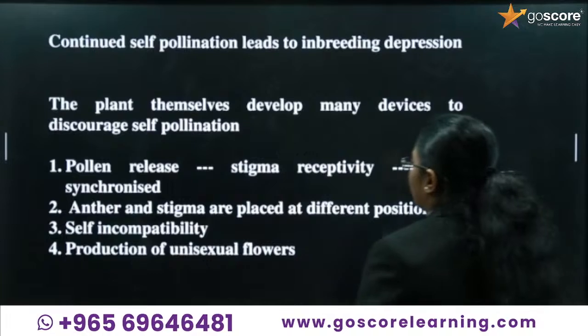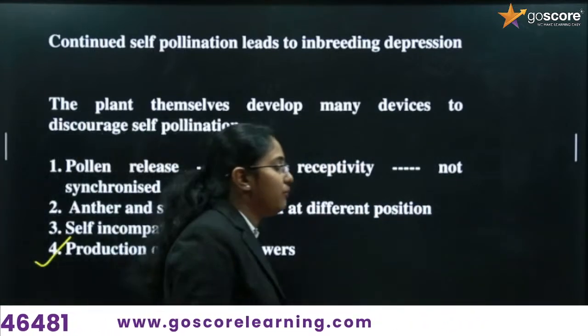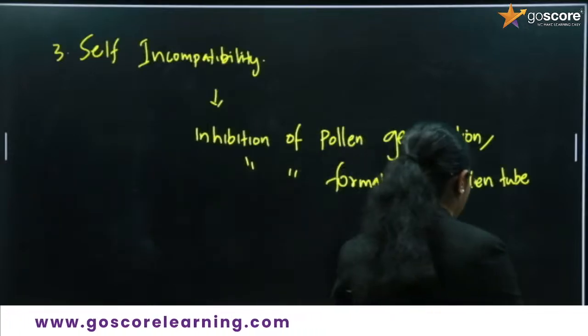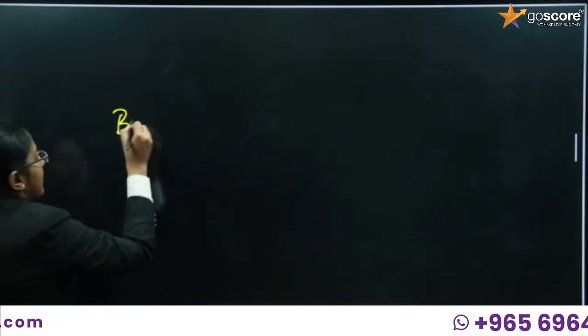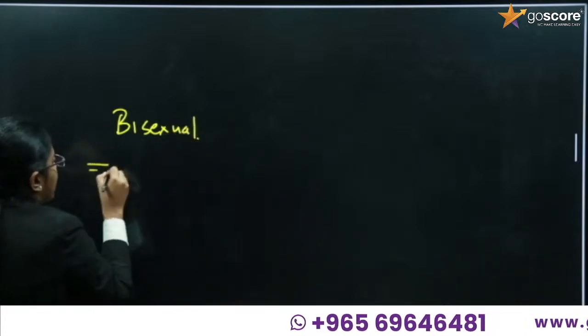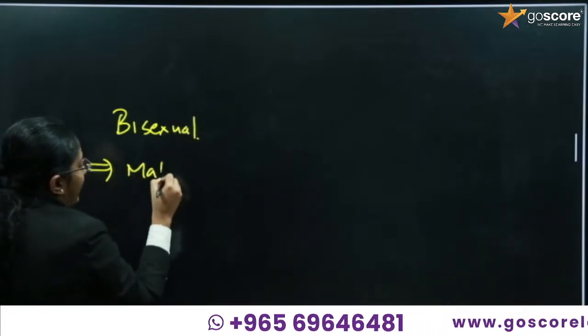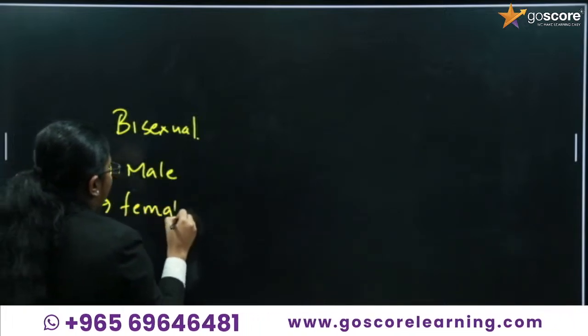And what is the fourth method? The fourth method is the production of unisexual flowers. What do you mean by production of unisexual flowers? You know what bisexual flowers are, right? What is a bisexual flower? Both male and female parts are present. Both male and female will be present.